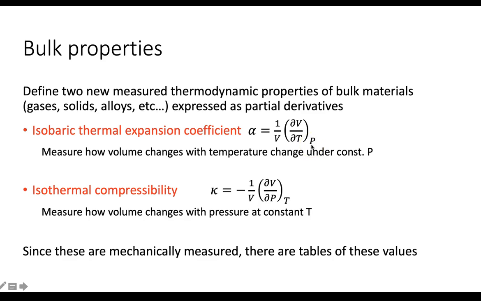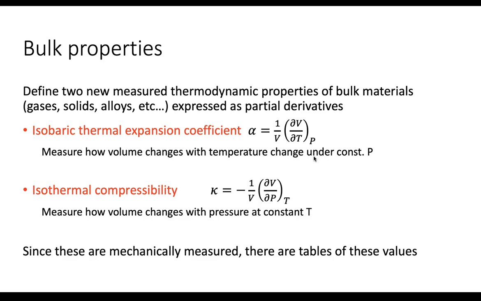As we know with the partial derivative, to measure this quantity we just measure how the volume changes as we change the temperature under constant pressure, say atmospheric pressure. The second one we're going to introduce is the isothermal compressibility, kappa. It's a minus sign because the volume gets smaller. We measure how the volume changes as we increase the pressure under constant temperature, as represented in the partial derivative given.